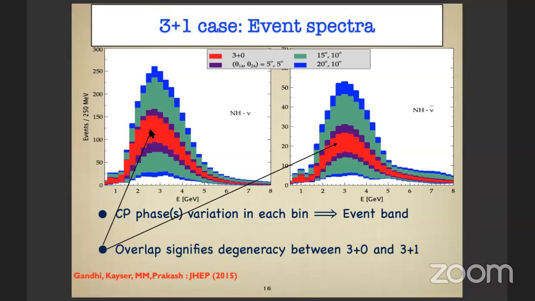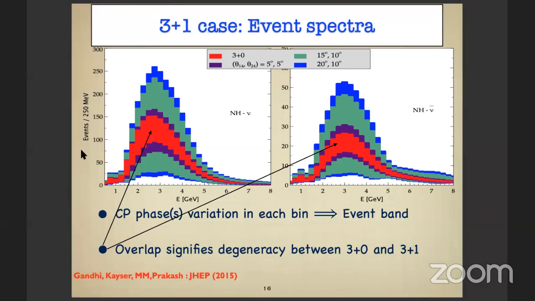Suppose an event lies around this region, in the common region. Then it is not clear whether the event is coming from the 3+0 case or some combination of the parameters in the 3+1 case. So this is one degeneracy between the standard case and the sterile neutrino case, which arises, and it can easily be seen at the level of events.